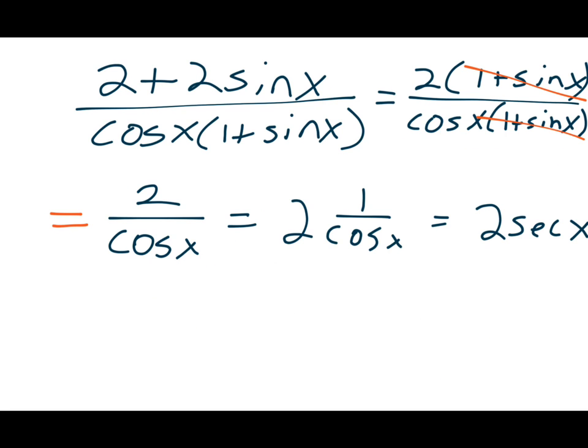Okay? These are called verifying identities. They can be tricky, but if you just use all your rules, they'll usually kind of fall into place.